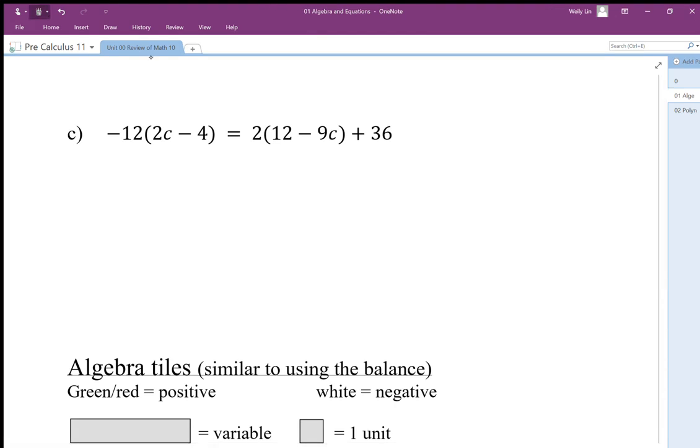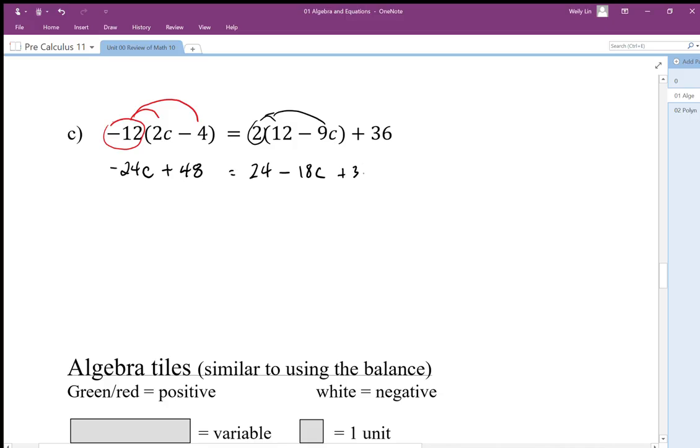I'm not going to do that, so I'm going to multiply out the brackets, but make sure that when we multiply out the brackets with negatives, we're really careful with multiplying out those negatives. So that negative 12 becomes negative 24 c's. Negative groups of minus 4 is plus. We're going to add 12 groups of 4. Here again we're going to distribute. So we get 24 minus 18c plus 36. So I'm going to combine my like terms.